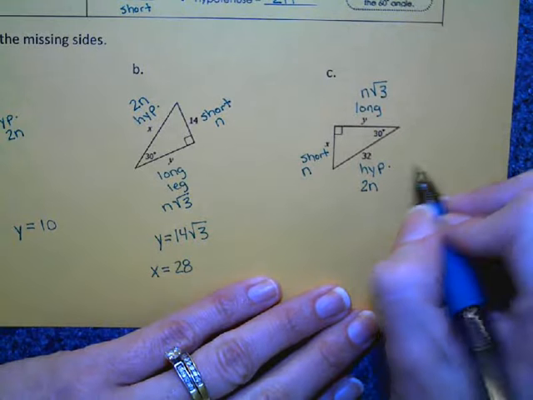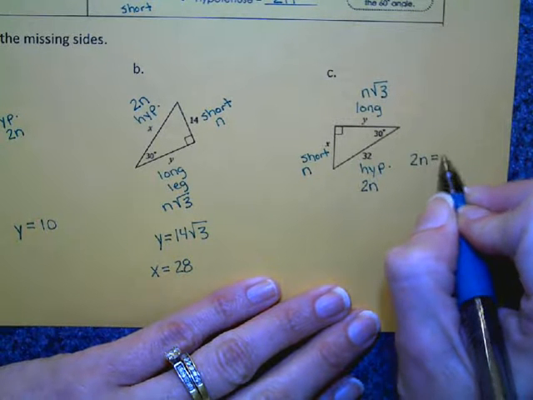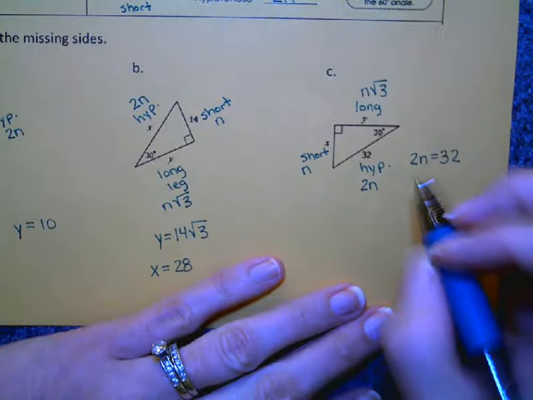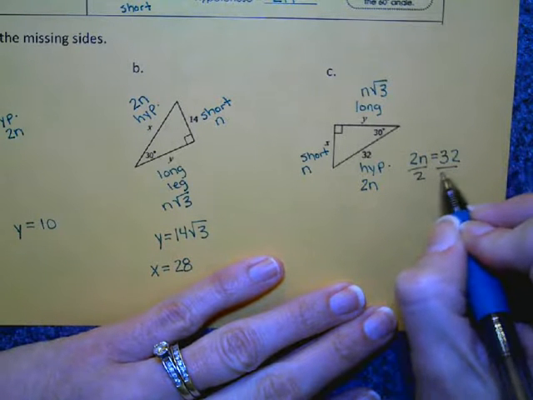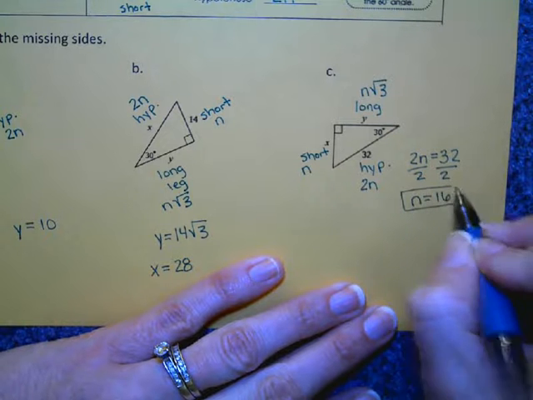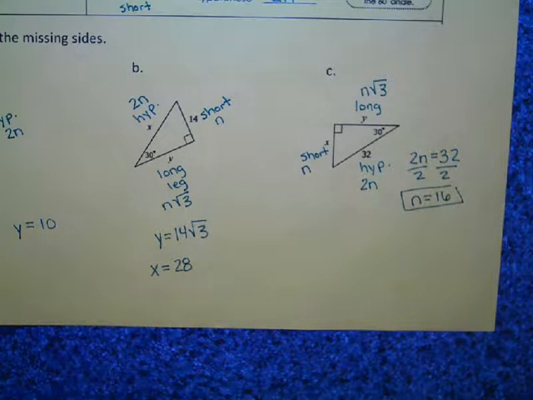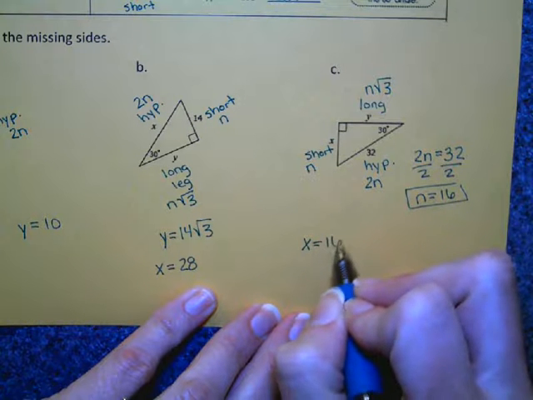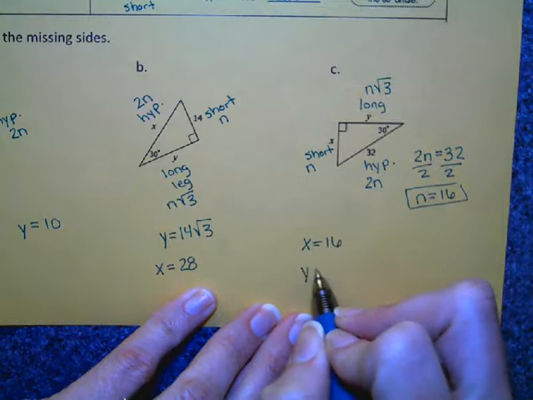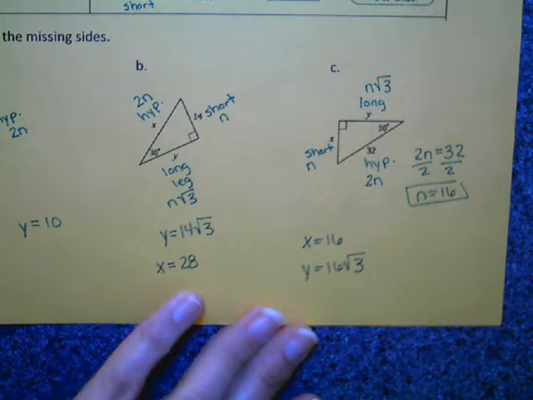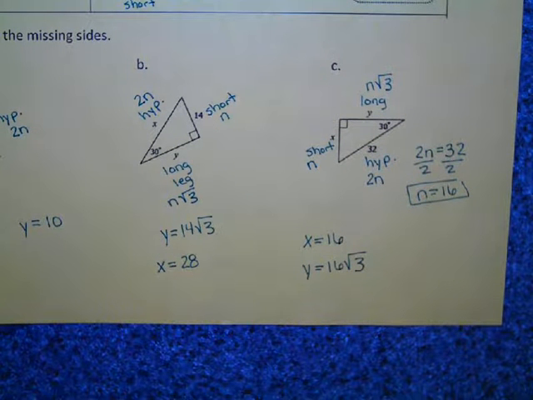So if 2n equals 32, how could we figure out what the n is? Well, let's see. This is twice the n, so you would divide it by 2. So n equals 16. So if we know n, we now know the short side. X is going to equal 16. And the y, the long leg, would be 16 square root of 3. So a little bit harder if they give you the hypotenuse, but not too bad.